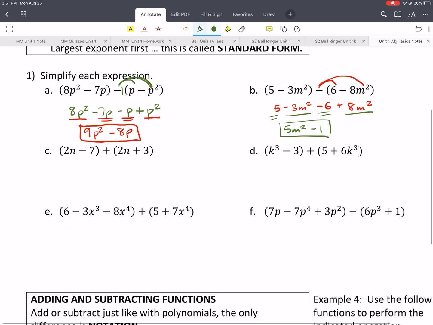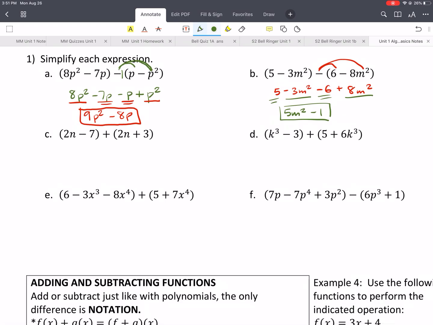Next one, here we're adding, so we don't have to worry about distributing. We could even just drop out these parentheses. We don't need them anymore. We really need the parentheses when we are subtracting, because we'll need to distribute. So here we just combine like terms. 2n plus 2n gives us 4n, and then negative 7 plus 3 gives us a negative 4.